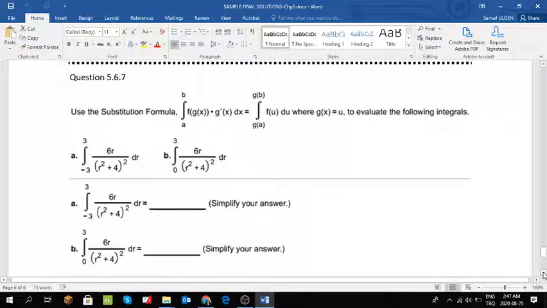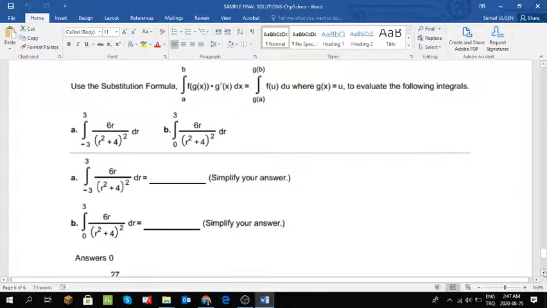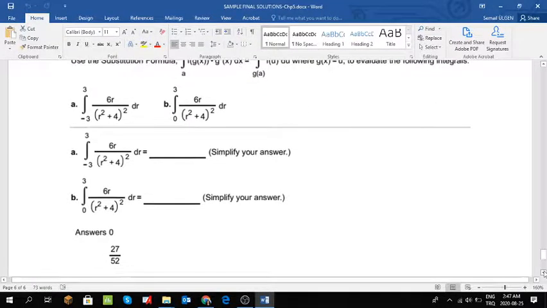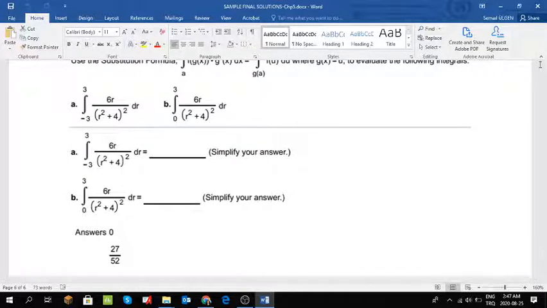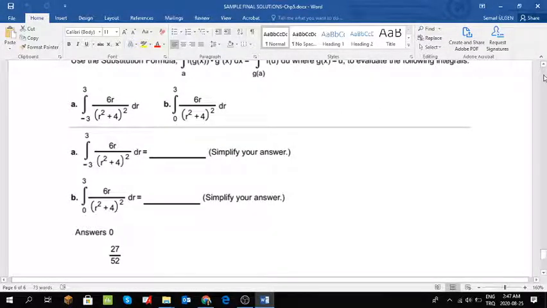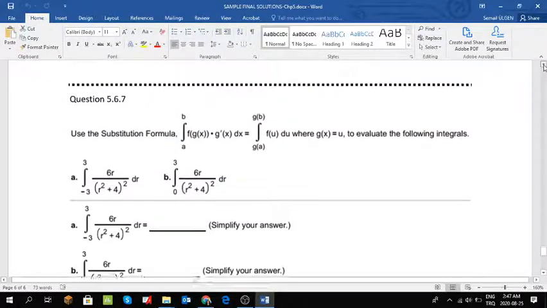Okay, here's another example. Chapter 5, section 6, question 7. Use the substitution formula to evaluate the following integrals, it says. You're going to do A and B separately, and you're going to find the answers. The answers are 0 and 27 over 52. But how would you do it? Let me solve a similar question for you.